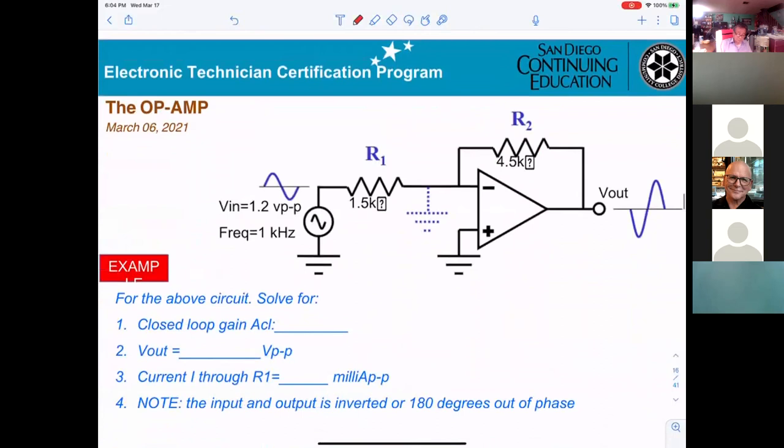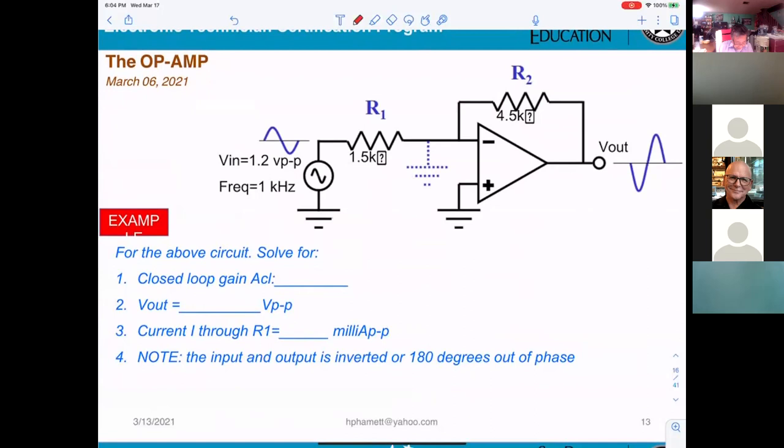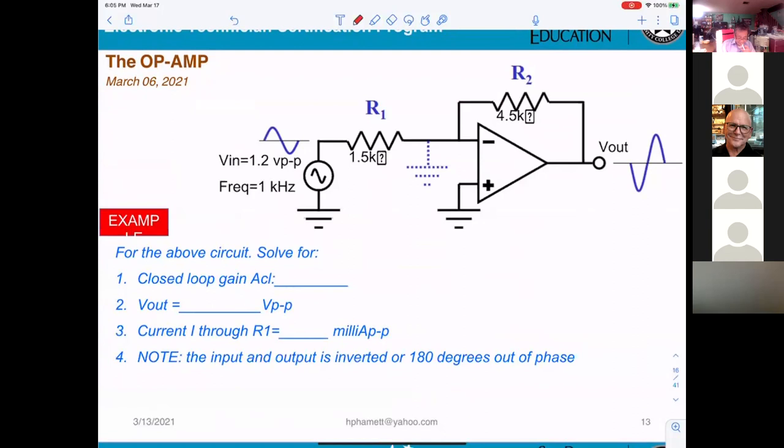Now, for this circuitry here, you tell me quickly, 1, 2, 3. Go ahead, tell me. 4.5K divided by 1.5K, what do you get? 3. It should be minus 3, right? 3 or minus 3? It must be minus. The formula will be minus RF divided by R1.